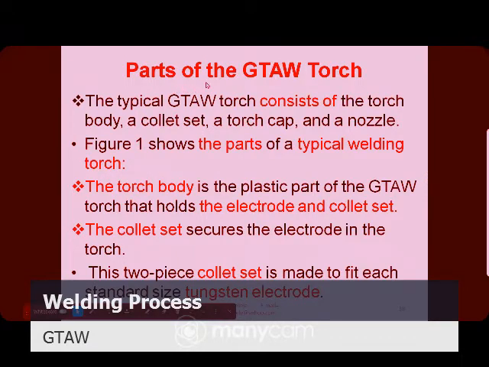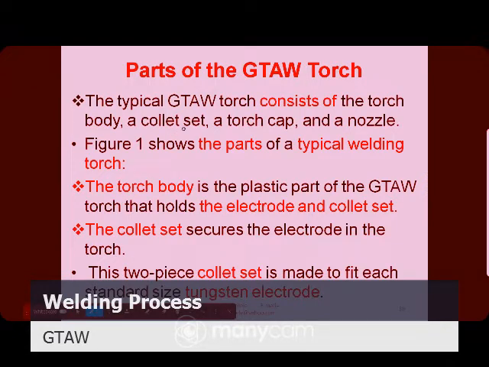Another point here is that it's important to know the parts of gas tungsten arc welding torches. We said already the use of the torches is to hold the electrode, to allow the passage of shielding gas to the welding area, and to act as an insulator to insulate the electricity from the welder. There are also different parts, with uses depending on the parts.